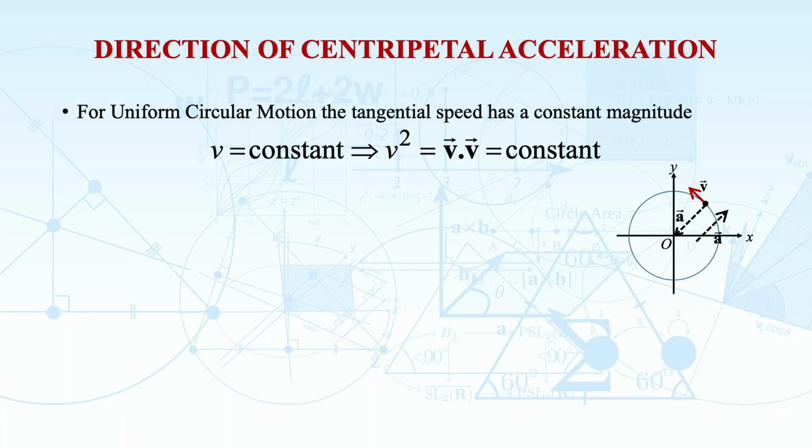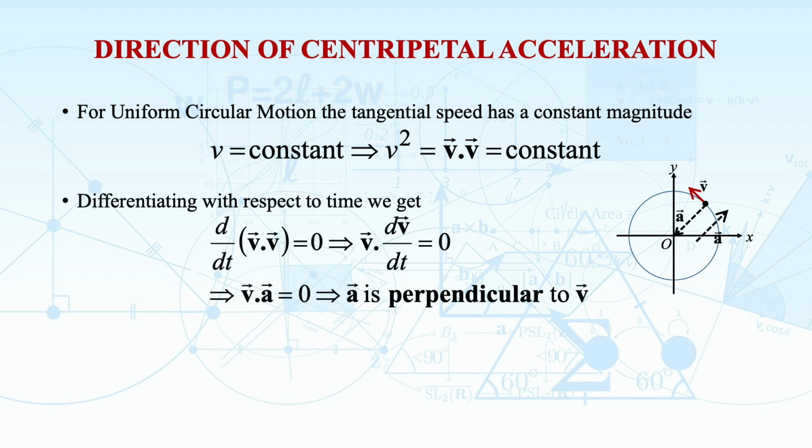To determine the direction of the centripetal acceleration, we use the same technique that we use to calculate the direction of the tangential speed. So we know that for uniform circular motion, the tangential speed has a constant magnitude. So basically V is constant, which also means that the scalar product of the vector V with itself is a constant. We take the derivative of V dot V with respect to time. And what do we get? d/dt of V dot V is nothing but V dot dV/dt, and that is equal to 0 because the derivative of a constant is 0.